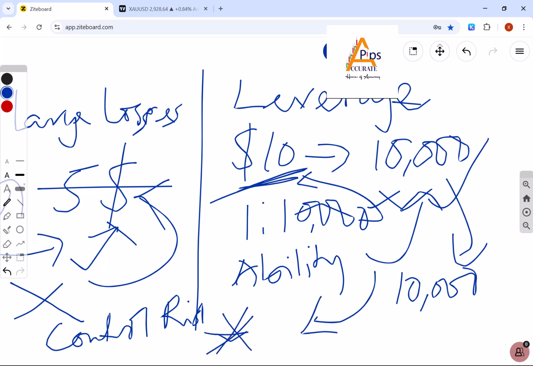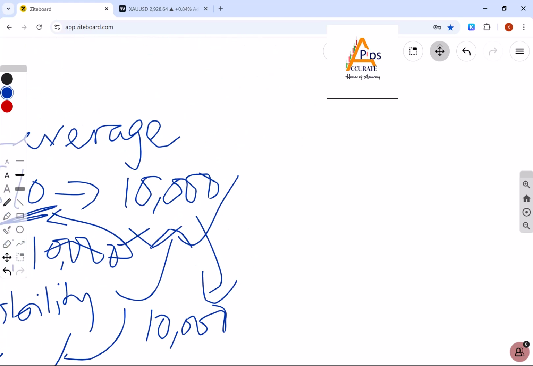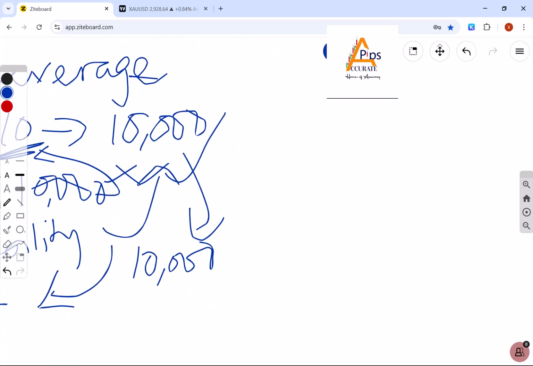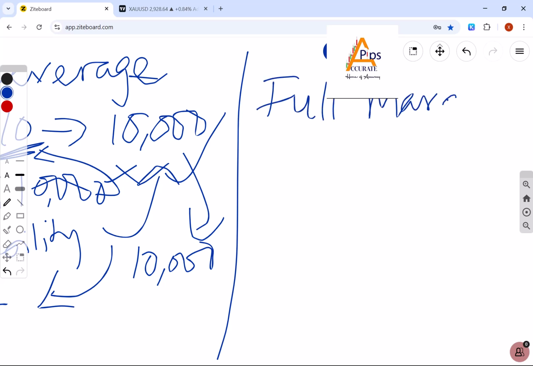your money is gone. So leverage is a two-edged sword. It can either make you or unmake you. You hear people say, I'm going full margin. When you are trading full margin, that means you are making proper use of your leverage. You are taking advantage of the leverage the broker has given you. Then we say you are trading full margin.